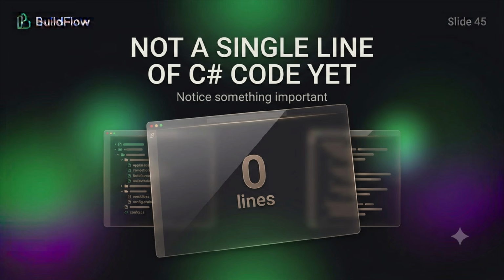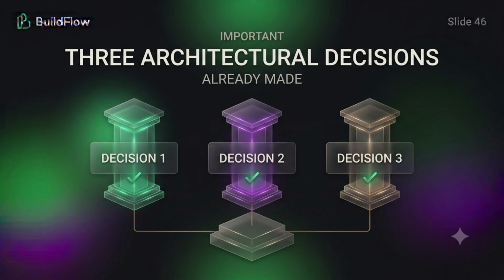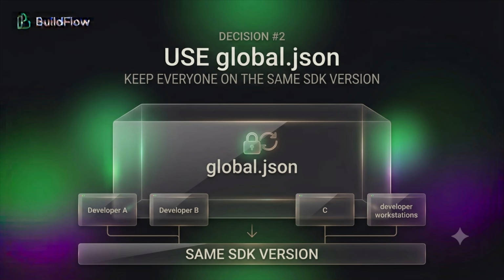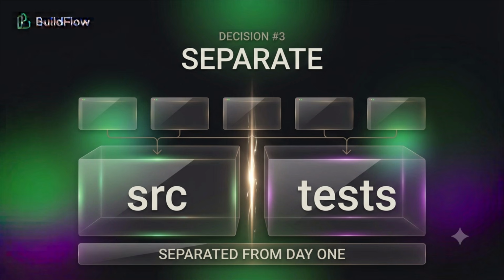Notice something important. We haven't written a single line of C# code yet. Yet you have already made 3 important architecture decisions. Decision 1, an empty solution as the project container. Decision 2, use a global.json to keep everyone on the same SDK version. Decision 3, separate src from tests from day 1.